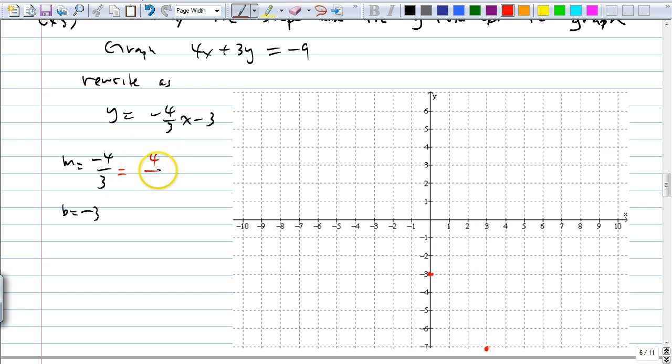4 over negative 3. So let's start from here. Go up how much? 4. 1, 2, 3, 4. And then go to the left. 1, 2, 3. There you go. Right, you always start at the y-intercept, right?